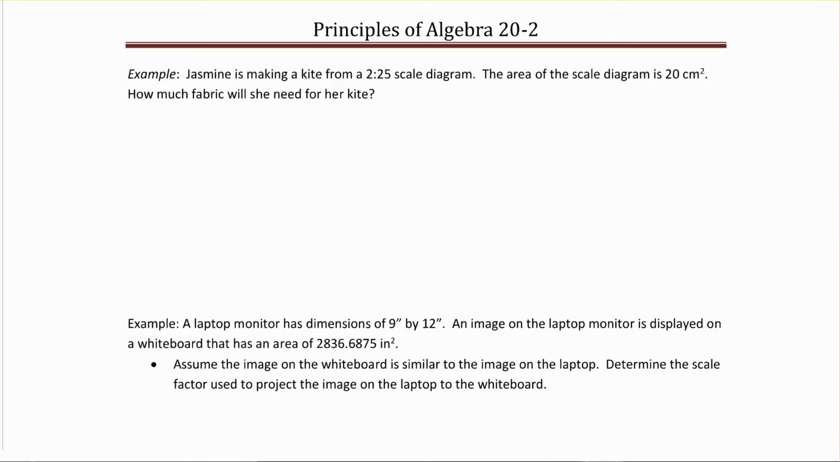So this one says, Jasmine is making a kite from a 2 to 25 scale diagram. So that's k, right? I know that right off the bat when it gives you a scale, that's k in our formula. The area of the scale diagram is that. How much fabric will she need for her kite? So that's the actual one. So they give us the model, and we just need the area of the other one.